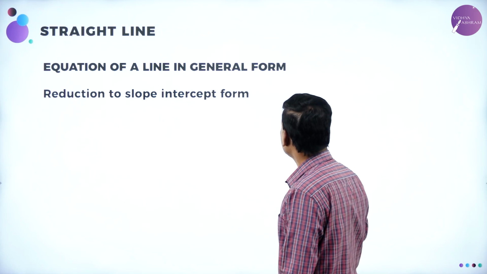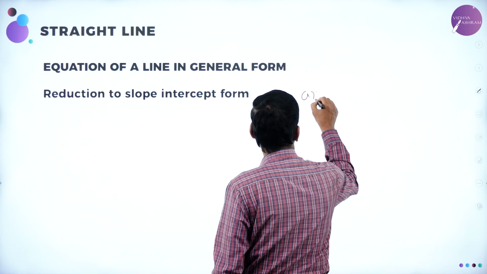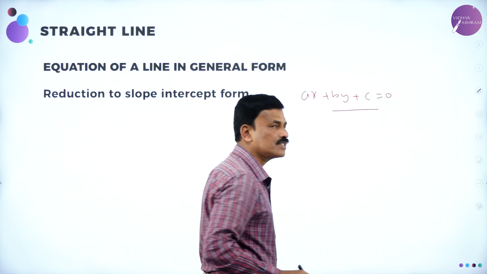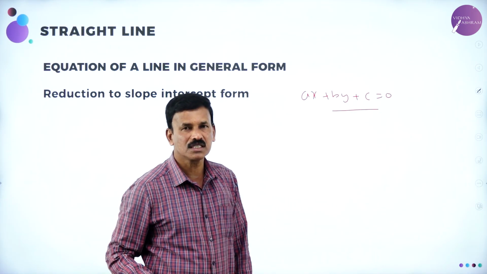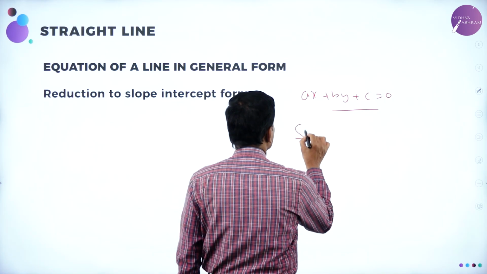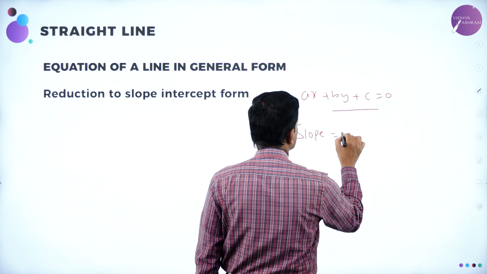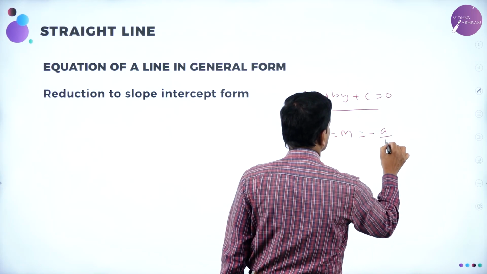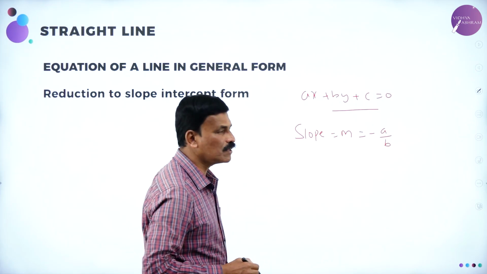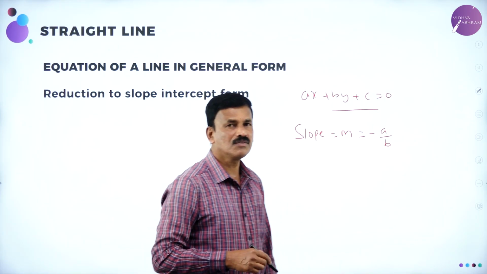You know the equation of a straight line in the general form is ax plus by plus c is equal to 0. Ax plus by plus c is equal to 0 is the equation of a straight line. How to find the slope? The slope of this line, m, is equal to minus a by b. The slope of the line is minus a by b.